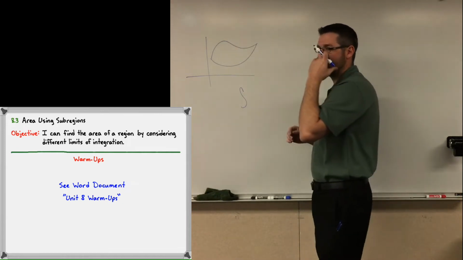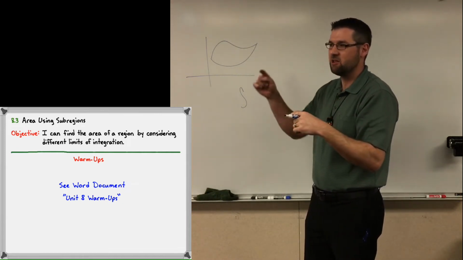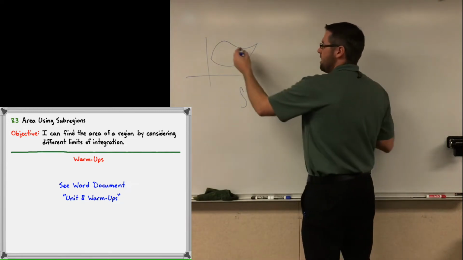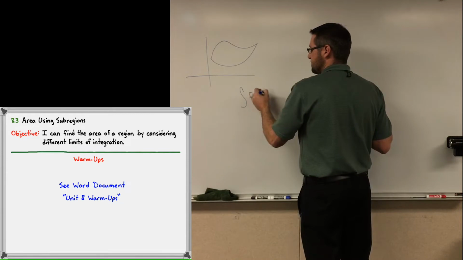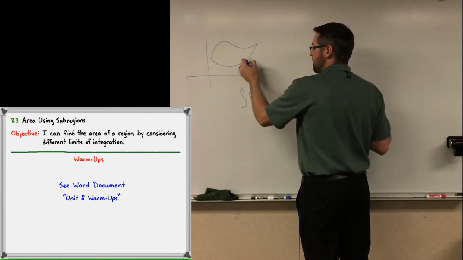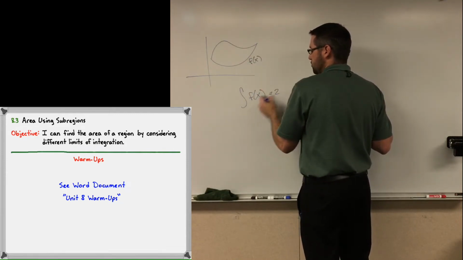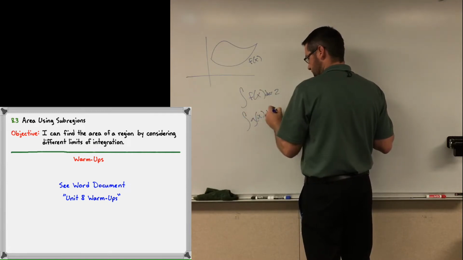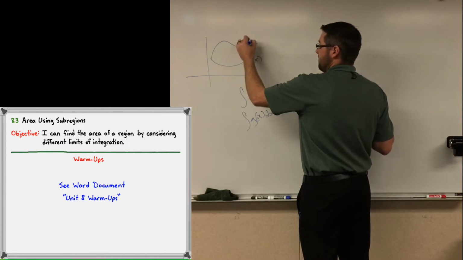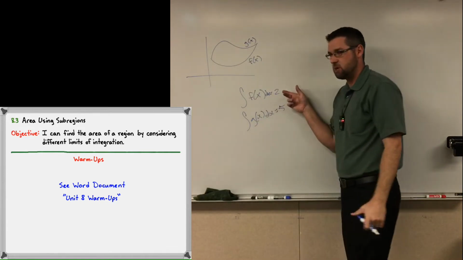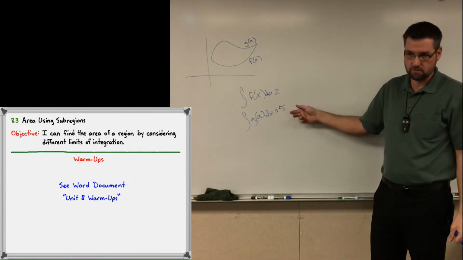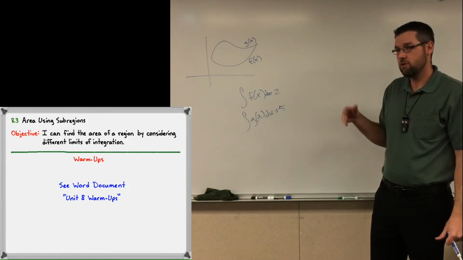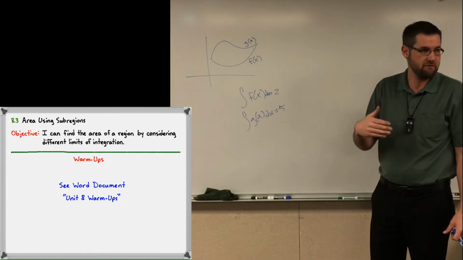The upper function has to go first, because if the lower function goes first, what kind of answer are you going to get? Negative. Now, think about it. If the integral of f of x, so let's say this bottom one is f of x, is 2, and the integral of g of x, I forgot my dx here, is 5, the upper one's 5. If I subtract f minus g, I'm going to get negative 3. If I subtract g minus f, I'm going to get 3.